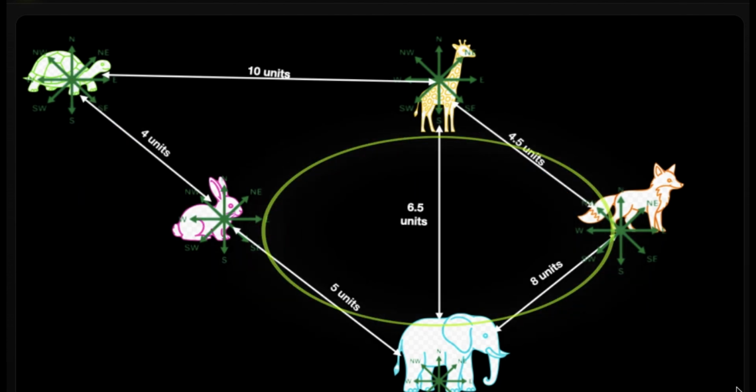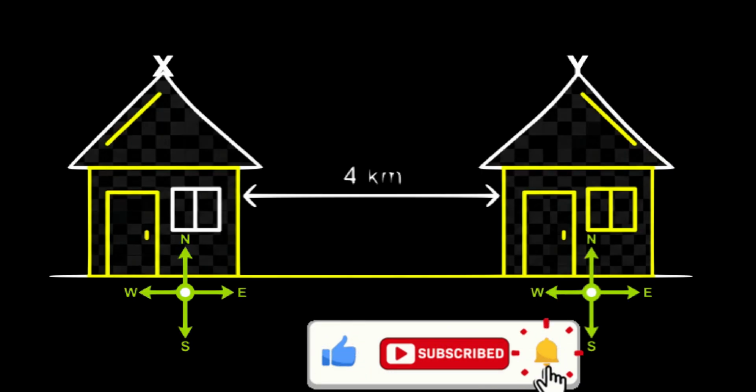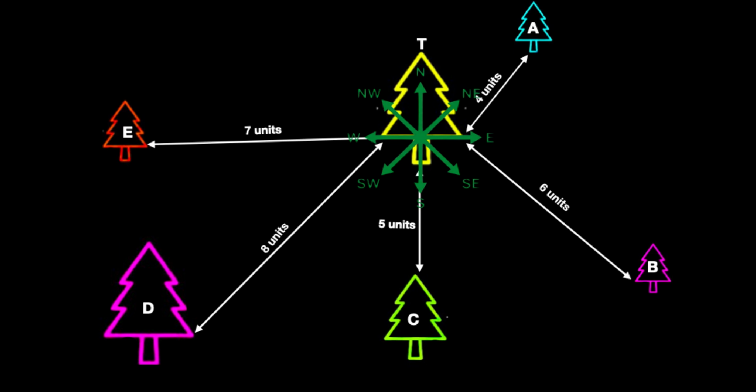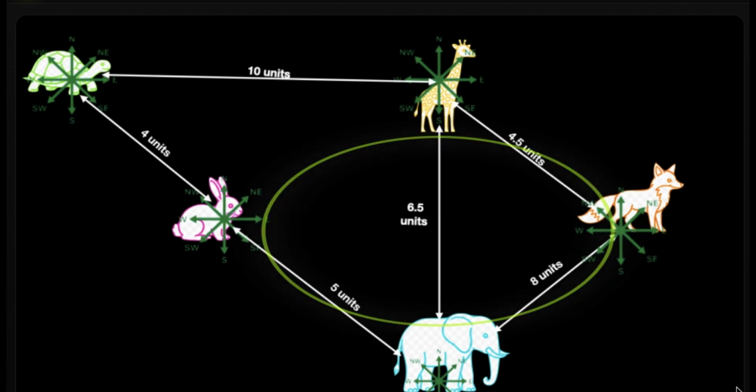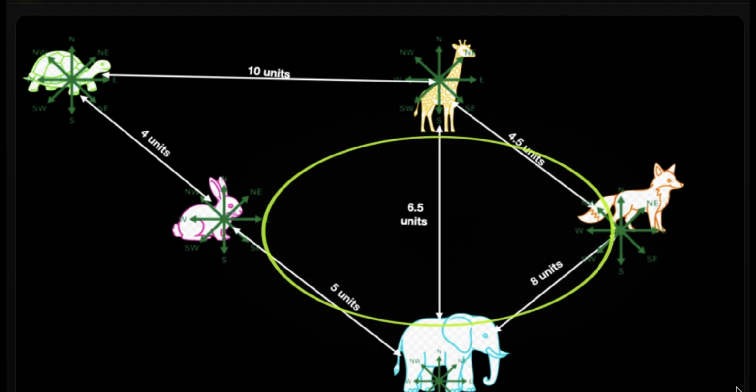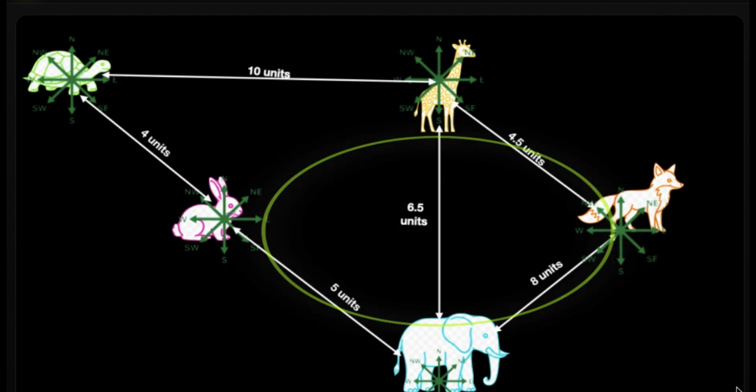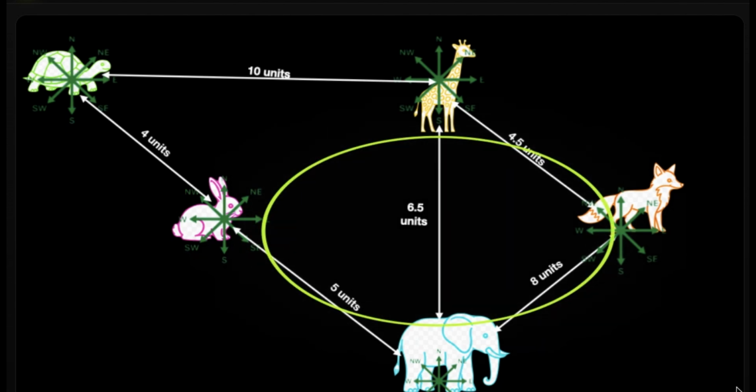Let us summarize the method. Step 1. Identify the starting point. Step 2. Place the compass at that starting point and find north. Step 3. Turn clockwise from north until you face the target object. Step 4. Write the bearing with 3 digits and include the distance if it is given.